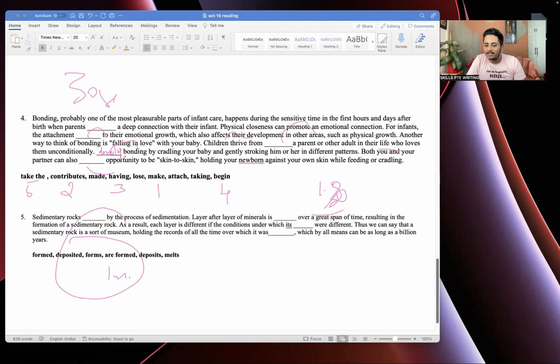Why can we not interchange "begin" and "make" with "first" and "second" in the last question? Make bonding, make is the first one, no? When parents begin, you don't begin a deep connection. You don't make a bond, you develop the bond. That's why, with few words, always go with the collocation. Getting it, Vijay? Very good, Matan.